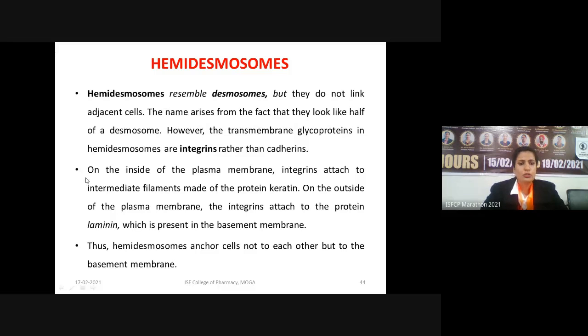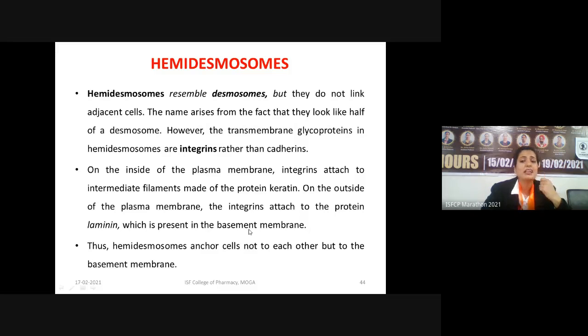So, on the inside of the plasma membrane, these integrins attach to the intermediate filament, like in desmosomes. Here also the intermediate filaments are composed of a protein named keratin. So, this was the inside of the plasma membrane. But outside the plasma membrane, what happens? The integrin is attached to the protein called laminin. Laminin is the protein which is present in the basement membrane. I explained to you what the basement membrane is. So here the protein laminin is attached with the integrin, which are transmembrane proteins of the plasma membrane, and it is attached to the laminin of the basement membrane.